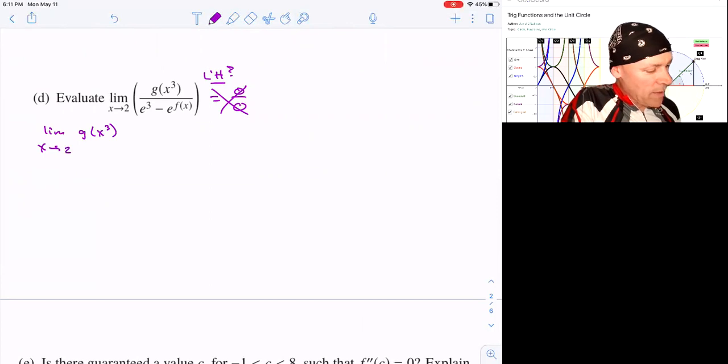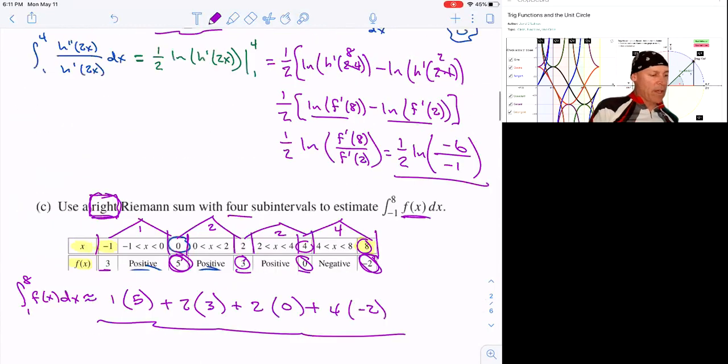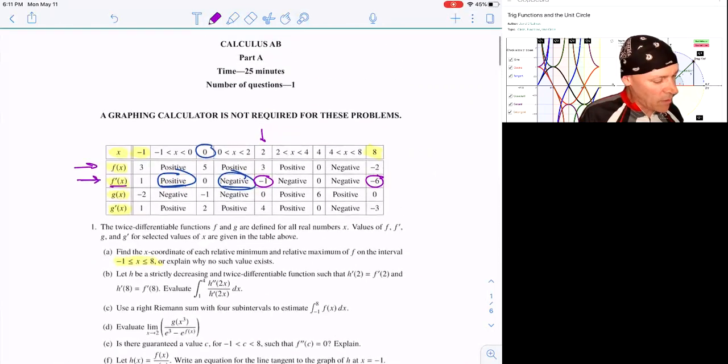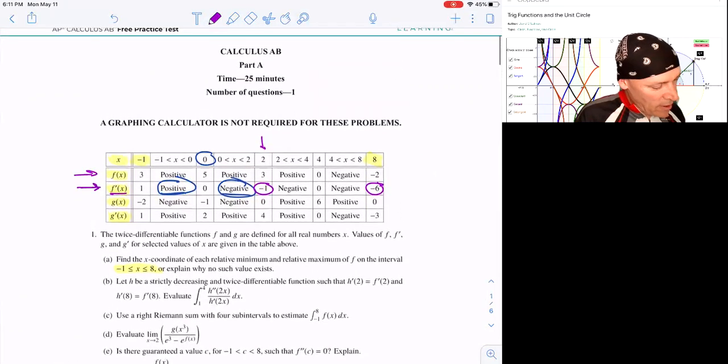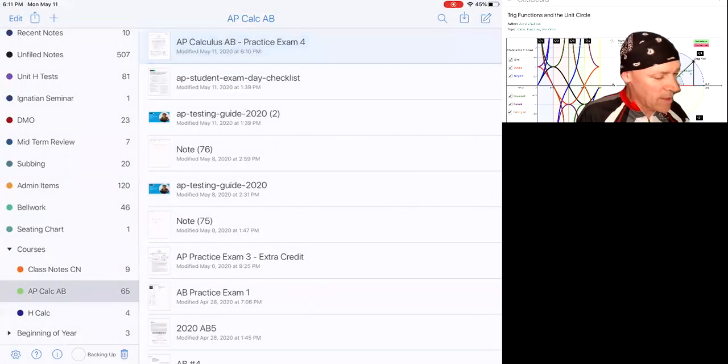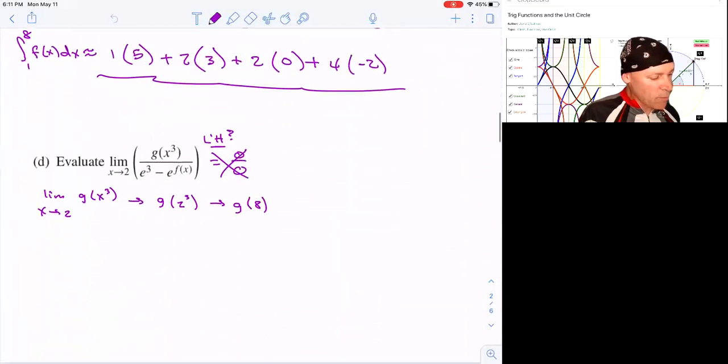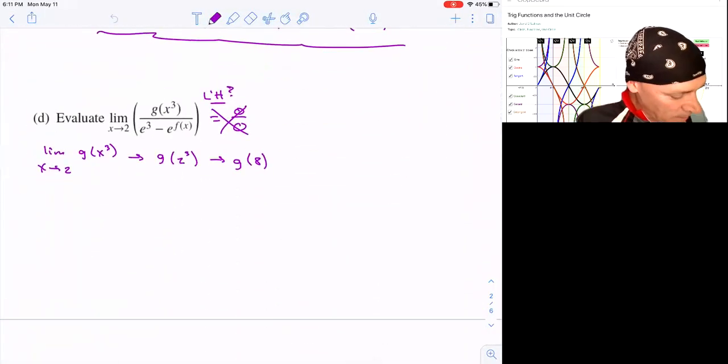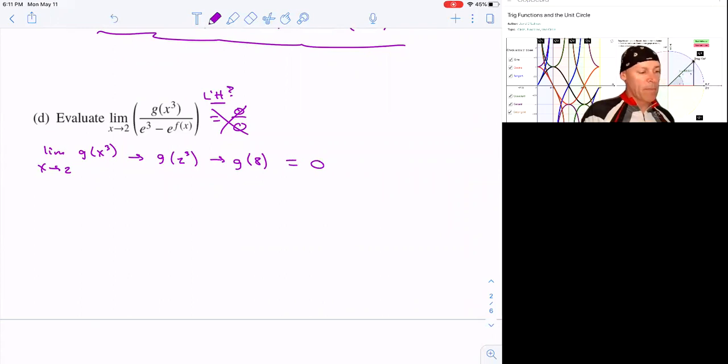So I write the limit of g at x cubed as x approaches 2. I can evaluate this, and that's going to be g at 2 cubed, so g at 8. I'm going to go to my table for that. And I bet you a dozen donuts, g at 8. Sure enough, there's my g, there's 8. It's 0. Surprise, surprise. Now I can write equals 0.